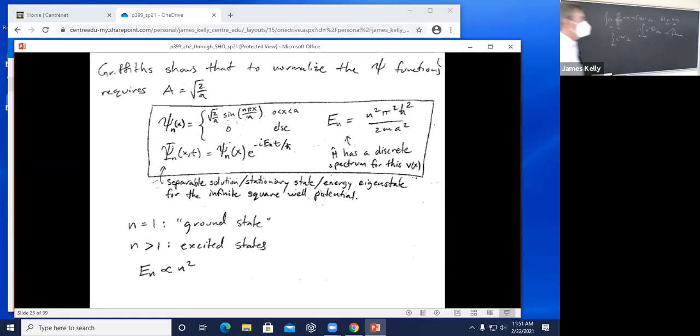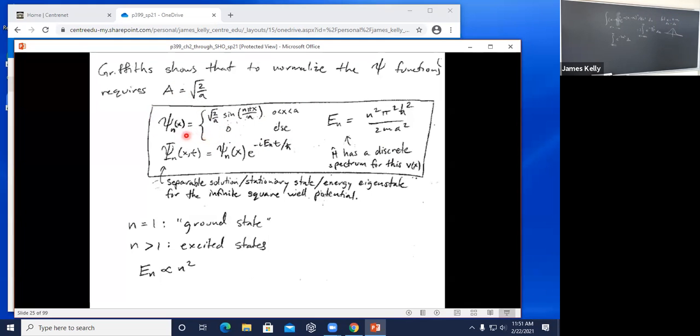Okay, and I think that where we ended was that, you know, you can normalize this. It's not my favorite integral to do. You have to integrate a sine squared of something, but you know, you do some trig identities and you're able to work that into an elementary integral, and you find out that A has to be √2 over a. So this is our full solution to the time independent Schrodinger equation.